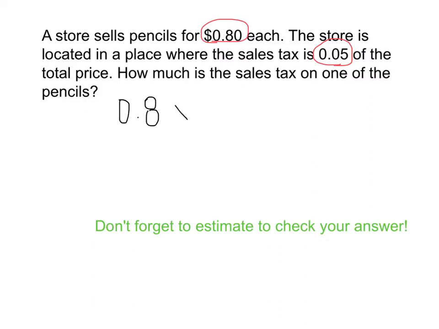Times 0.05. How did you know that you had to multiply them? Because the sales tax is technically 5% or 5/100ths of 80 cents. And what do we know the word of means? Times. Multiplication. So 0.05 of 0.8. So we multiply them together.